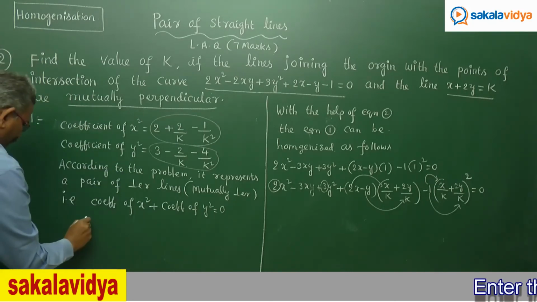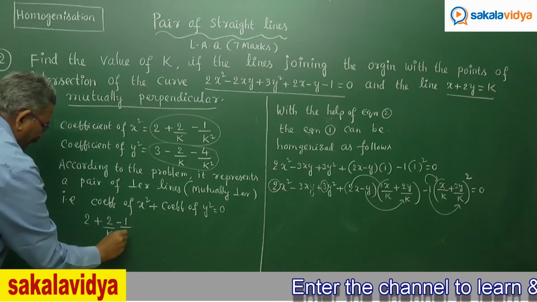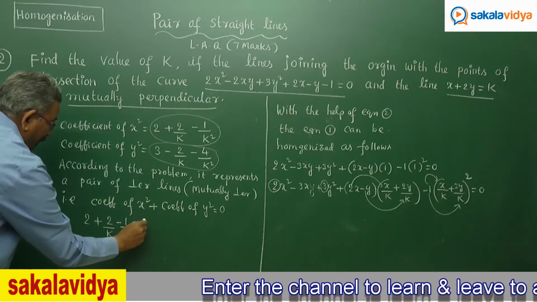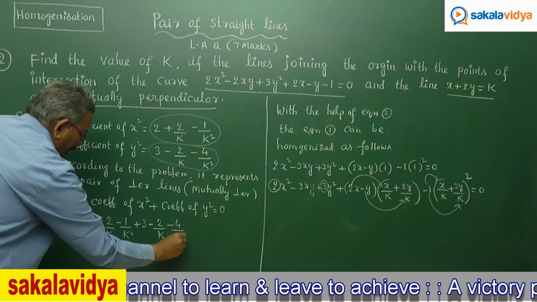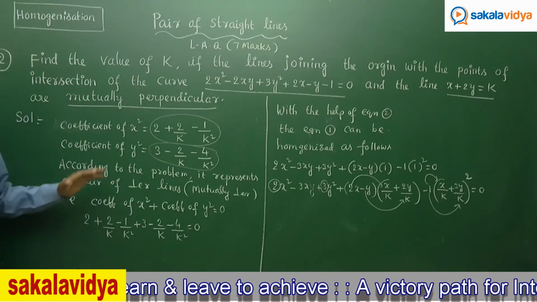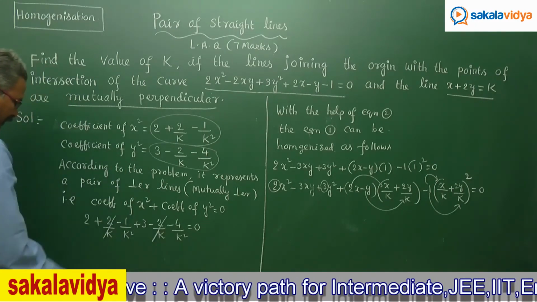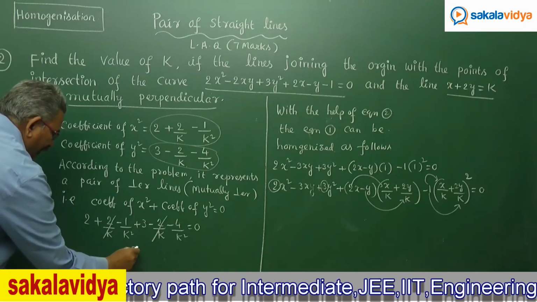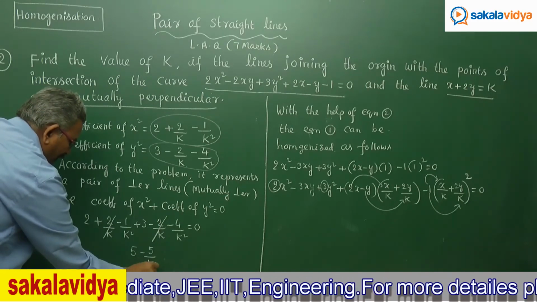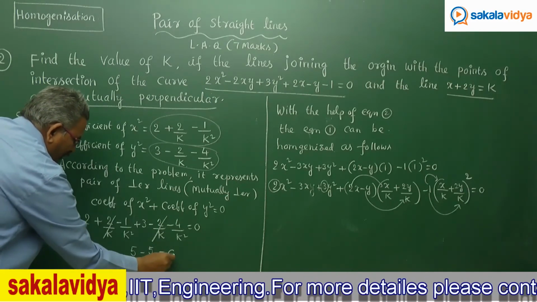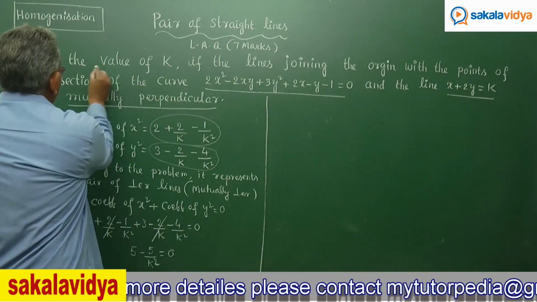So that means 2 plus 2 by k minus 1 by k square plus 3 minus 2 by k minus 4 by k square equals 0. So let it be simplified here. Plus 2 by k minus 2 by k cancel. We have 2 plus 3 is 5, minus 4 by k square minus 1 by k square, minus 5 by k square equals 0. Now let us find out our required value, the value of k.